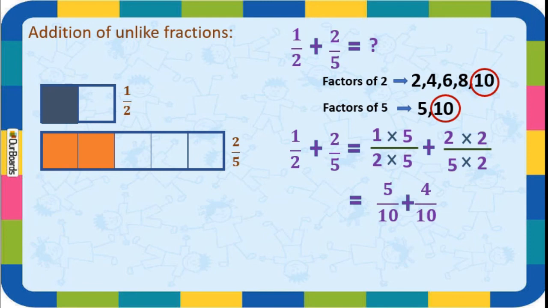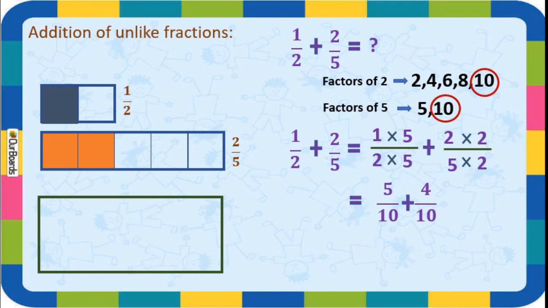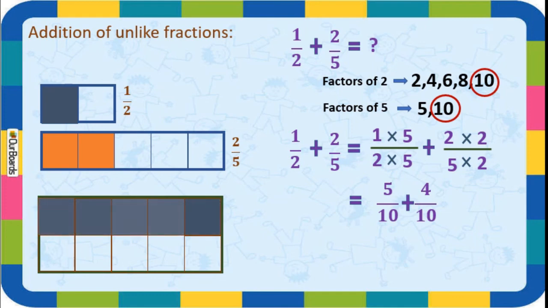Isn't it? Now, dear students, see. Now, we got the same denominator. See here. Now, we will again draw the picture. Now, denominator is 10. So, we will divide this rectangle into 10 parts. Okay, first we will color 5 parts. Okay, that is 5 upon 10. Then we will color 4 parts, that is 4 upon 10. Okay, you got the answer?